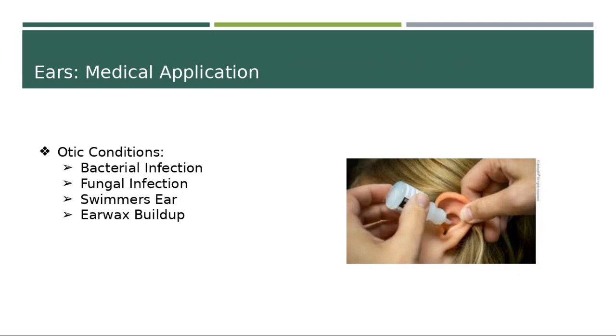Next up, we'll be moving to ear administration. There are many different types of ear conditions that are treated by the use of ear drops. Some examples of these conditions are bacterial infections such as acute otitis media and swimmer's ear, as well as fungal infections such as mycotic otitis externa and earwax buildup.